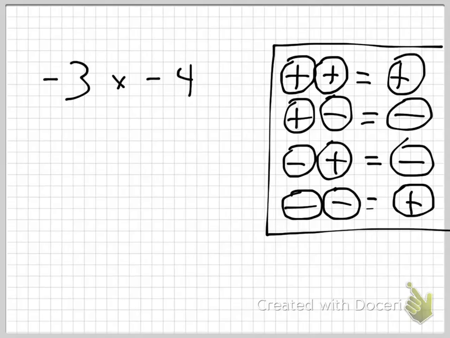So if I have negative 3 times negative 4, what's my answer? Negative 3 times negative 4. The answer is, Jonathan? 12. Just 12, right? A negative times a negative is a positive. A negative times a negative is a positive.